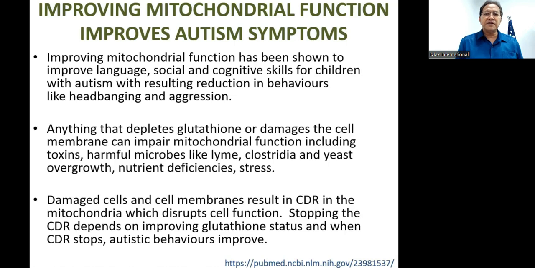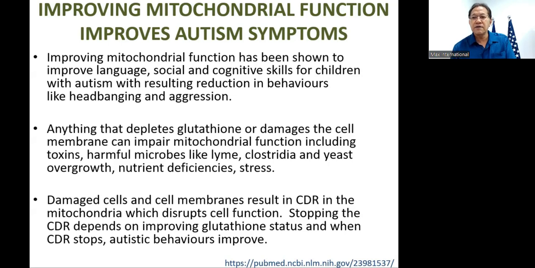Anything that depletes glutathione or damages the cell membrane can impair mitochondrial function, including toxins, harmful microbes like Lyme, Clostridia, and yeast overgrowth, nutrient deficiencies, and stress. Damaged cells and cell membranes result in CDR in the mitochondria, which disrupts cell function. Stopping the CDR depends on improving glutathione status. And when CDR stops, autistic behaviors improve.